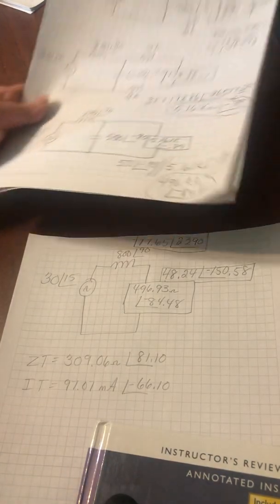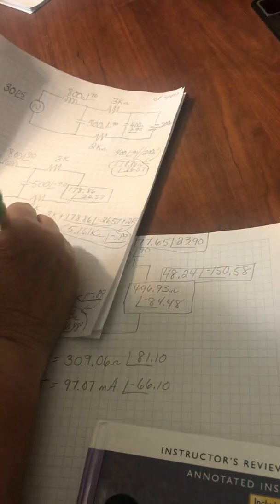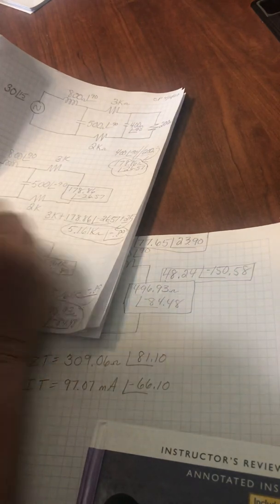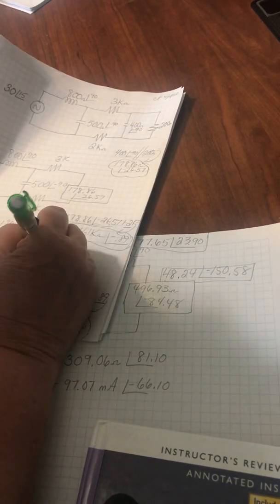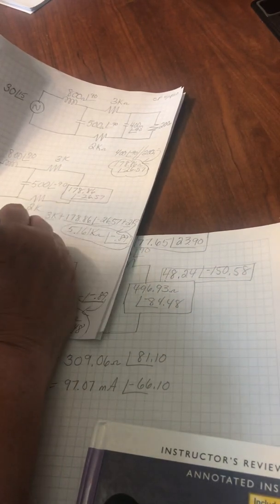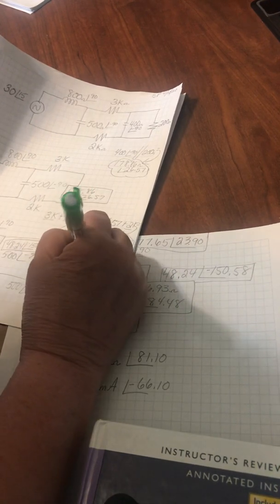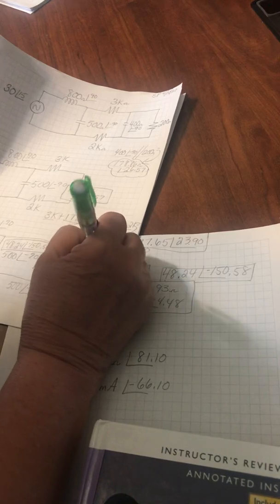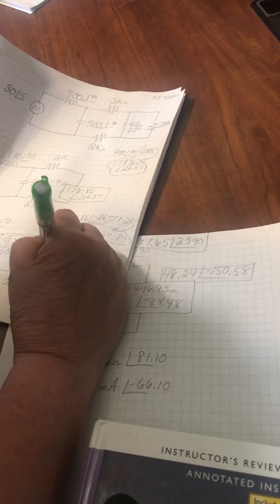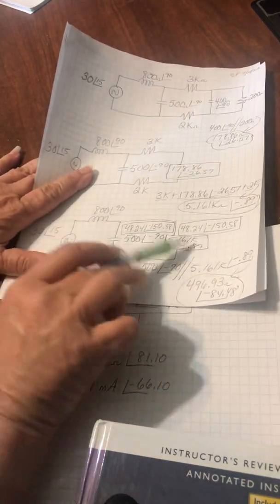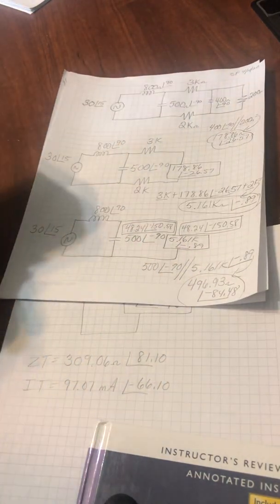So let's do that. I'm just going to do it over here. 48.24 at an angle of negative 150.58. That voltage for that. And 48.24 at an angle of negative 150.58 here. So see, I put those two voltages here because they're in parallel. So now let's get their currents.